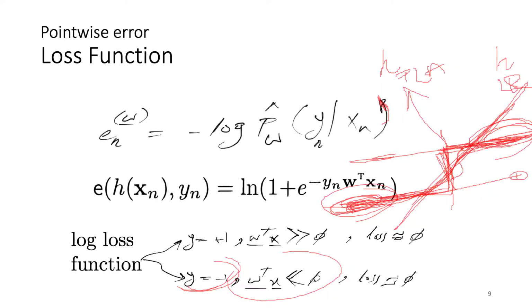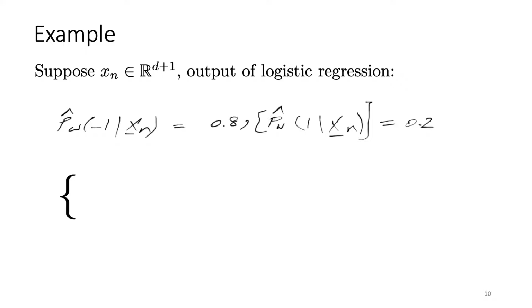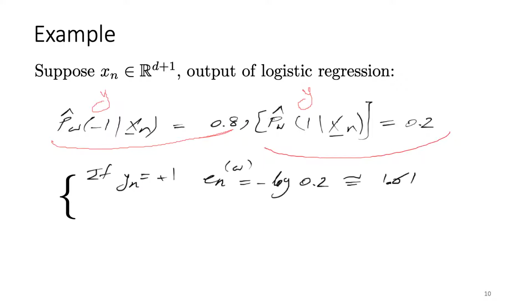So let's see an example. Suppose all the x's are from a d+1 dimensional R space. So the output of the logistic regression for your two cases: in one case, for the -1, the y given x was computed as 0.8, and in the other case, for y +1, it was computed as 0.2, right? So how can we interpret this?